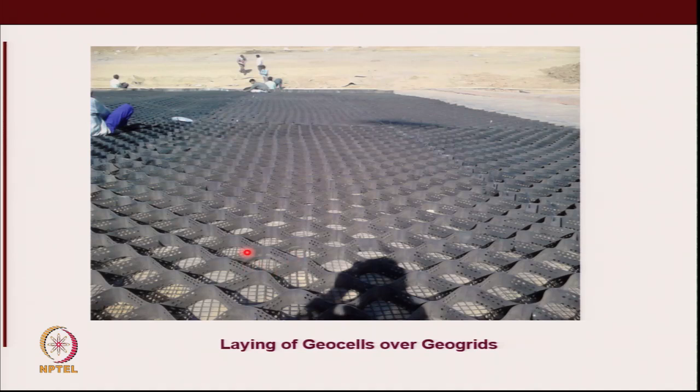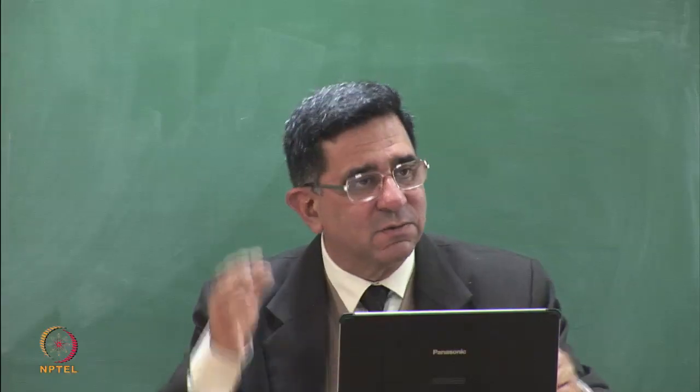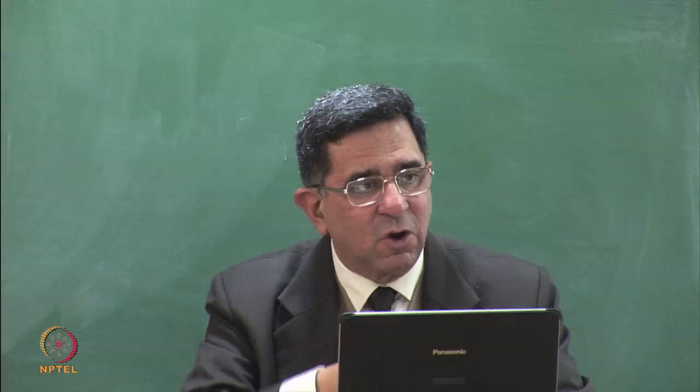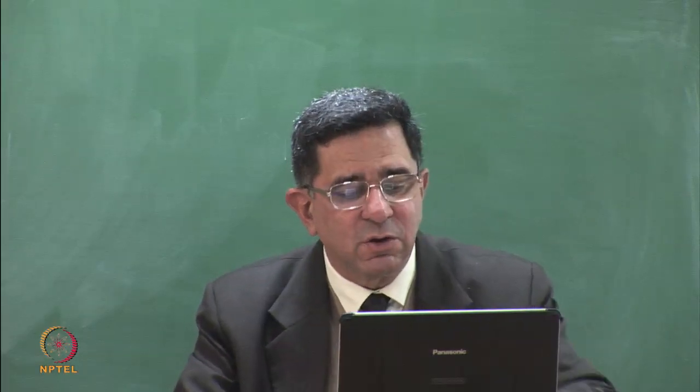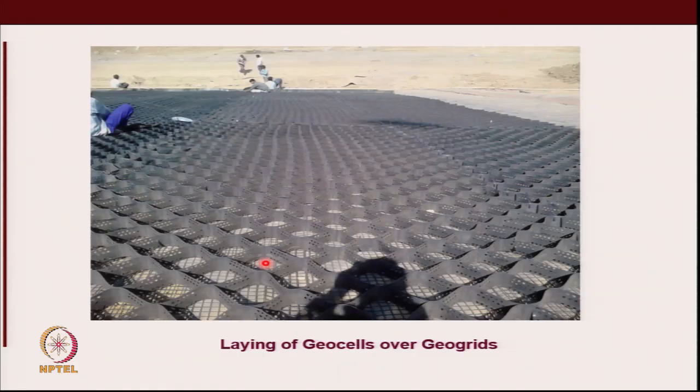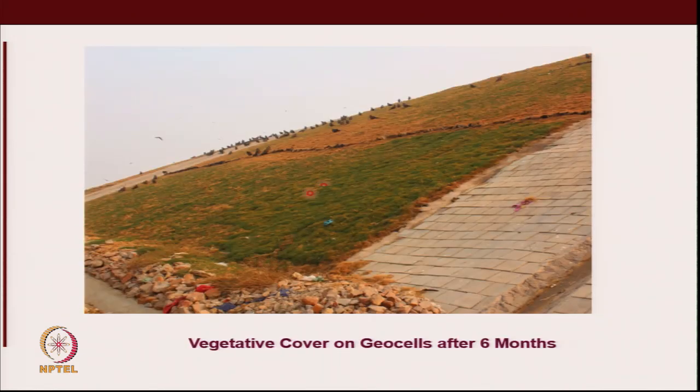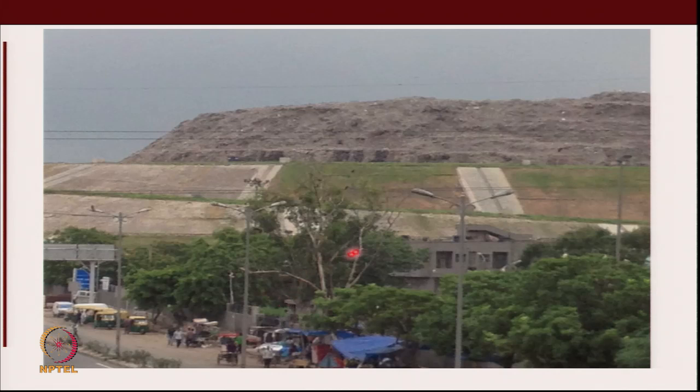Geocells are nothing but 6-inch high accordion arranged bands of geosynthetics. You can fill soil in it and hold it. Put a geogrid. You can see geogrids at the bottom. And that's the geocells. That's the rock toe. And that is the finished slope. And these are the drains which are taking the water down. These are paver blocks. These are geocells with soil.